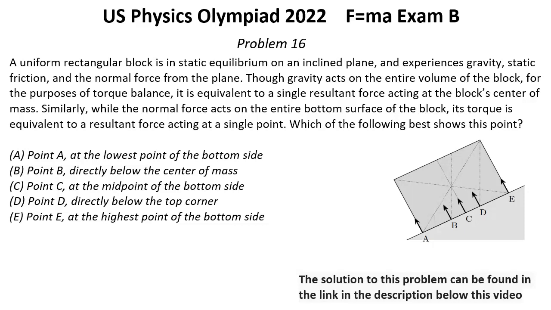Consider the point of contact between the block and plane directly below the center of mass. Gravity effectively acts at the center of mass and thus exerts no torque about this point. The friction force points along the plane and thus also exerts no torque about this point. Therefore, since the block is in static equilibrium, the net normal force must effectively be applied at this point, yielding choice B. So that was a solution for problem number 16.